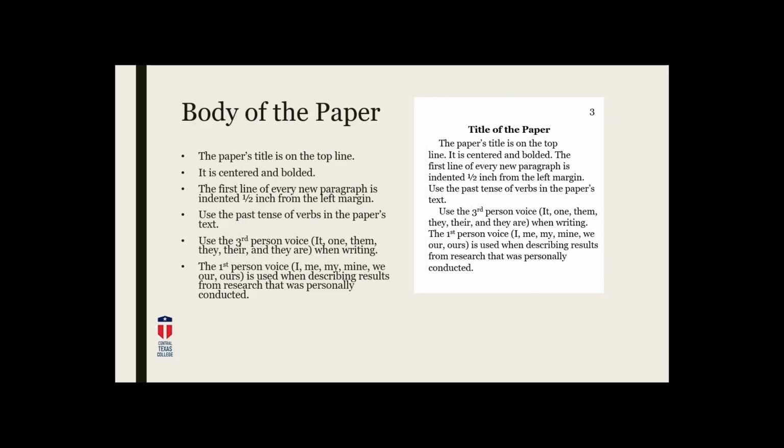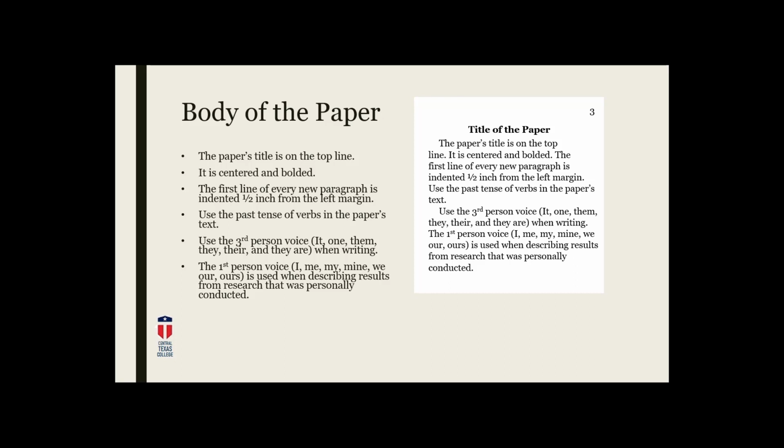For the body of the paper, the title is on the top line. It is centered and bolded. The first line of every new paragraph is indented 1/2 inch from the left margin.